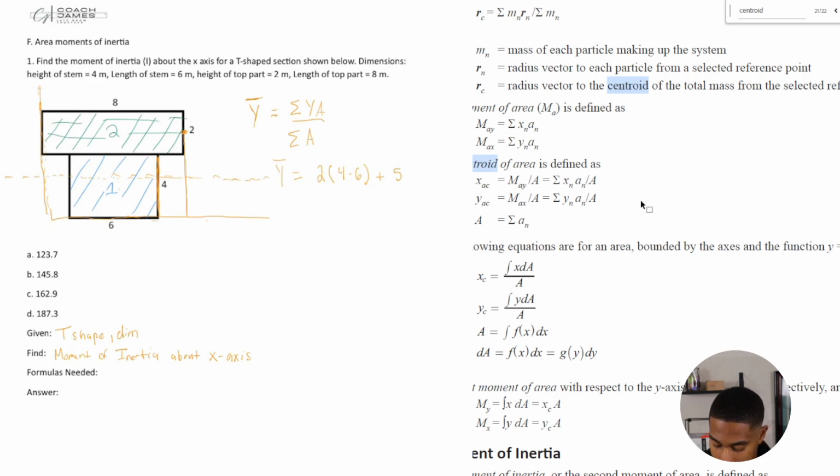Okay. So we got 5. So what's our area of the piece? That'll be 8 times 2, all over the sum of the areas. So what's the area of piece 1? Well, it's going to be 4 times 6 again. And then what's the area of piece 2? It's going to be 8 times 2. And once you go through that process, you should get your y bar to be 3.2.